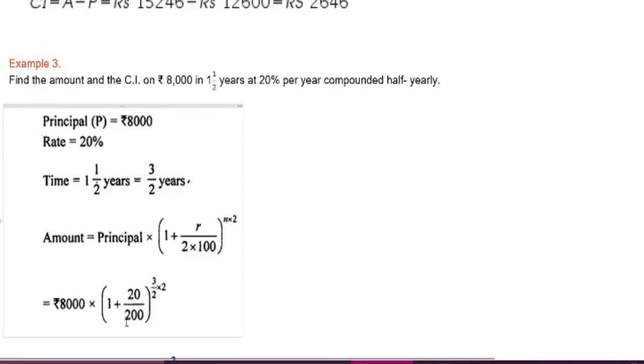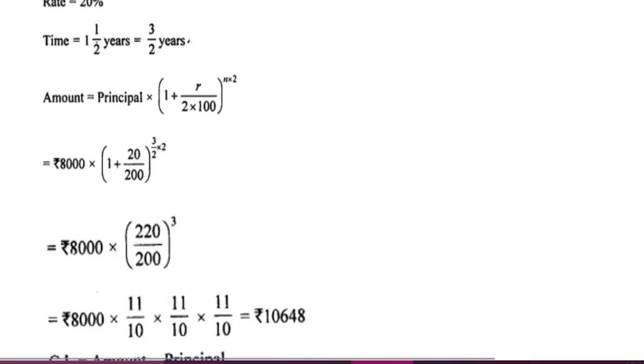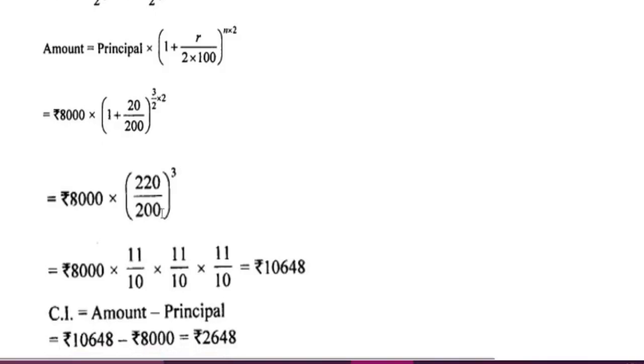So here we can substitute the value 8,000 into 1 plus 20 by 200 raised to 3 by 2 into 2. 3 by 2 is the given time. So in half yearly it will become 2n. So it will become 3 by 2 into 2. So 2 and 2 cancel. Rest you can simplify it. You will get 8,000 into 220 by 200 raised to 3. 0 and 0 cancel. Rest you can simplify it. So 8,000 into 11 by 10 into 11 by 10 into 11 by 10. Simplifying you will get 10,648.